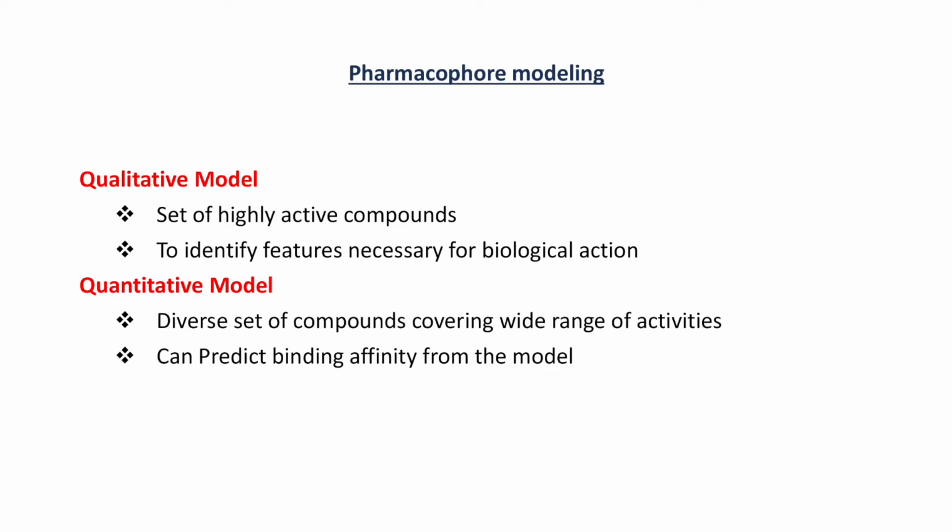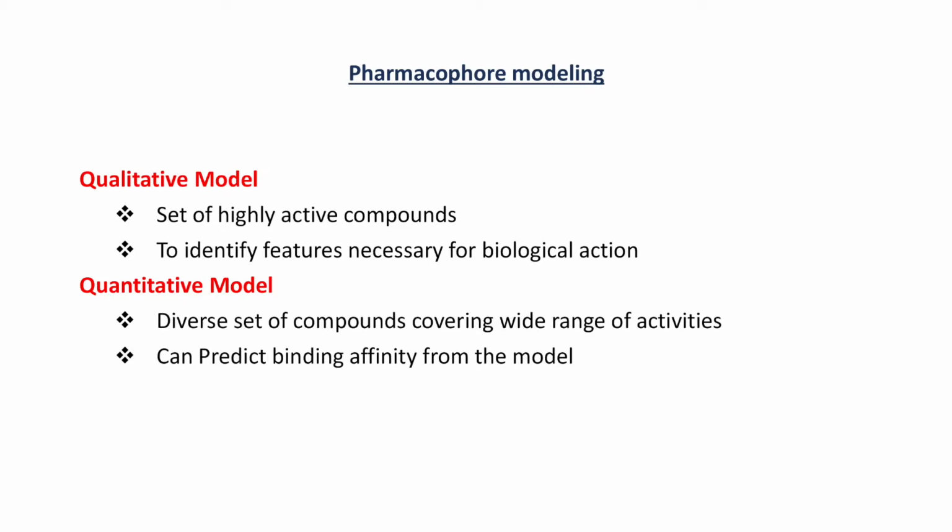So it basically gives what are the physicochemical properties that are necessary for any compound to interact with the target of our interest. The second method is quantitative pharmacophore model. For generating a quantitative pharmacophore model, we need to have a set of ligands that are known to inhibit the target of our interest. The set should be structurally very diverse and should cover a wide range of activities.